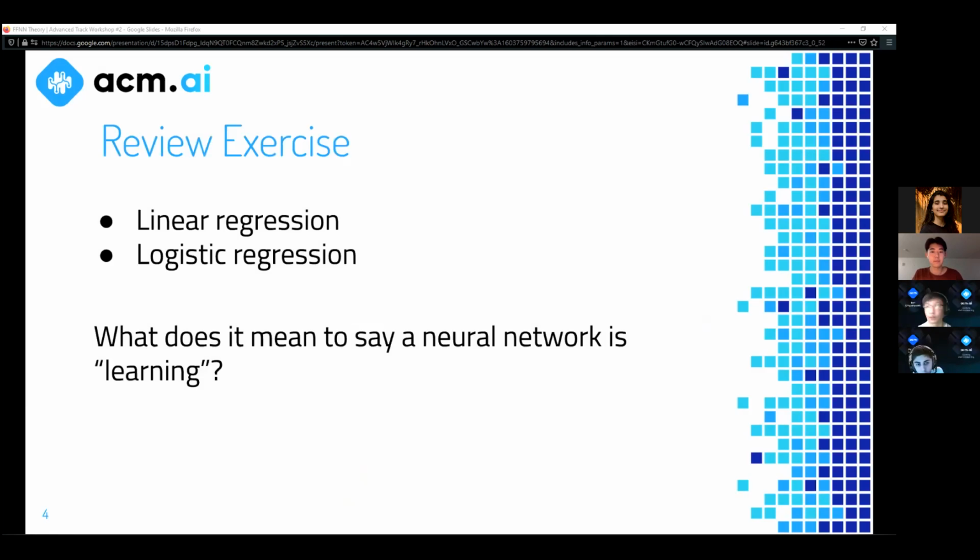So as a review exercise to get us started and to review what we did last week, what does it mean to say that a neural network is learning, at least with respect to linear and logistic regression? If you have an answer, you can unmute yourself or say something in chat. Yeah, we encourage you guys to unmute yourself.